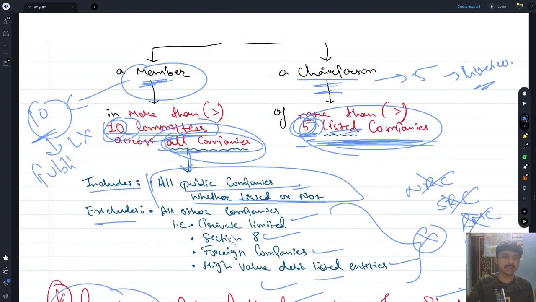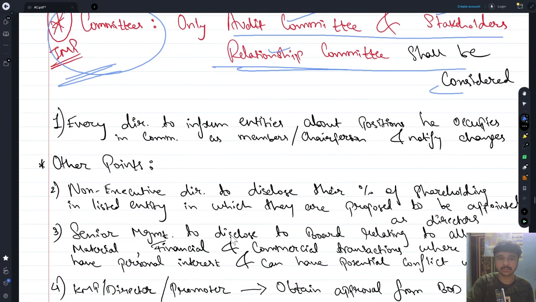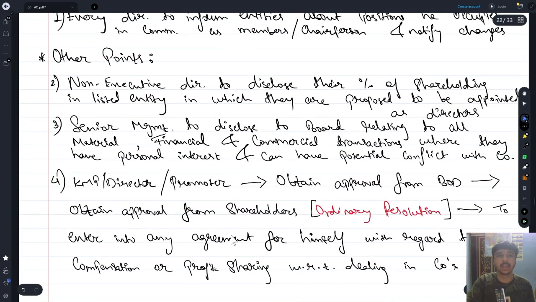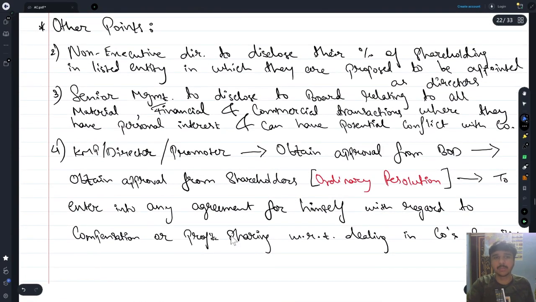So when I'm checking this 10 number, if he is a member in 20 risk management committees across various companies, he is not violating anything. But instead of this RMC, if it would have been audit committee, then he was violating. Guys, got it? Next part, there are certain other points. See, this one is important.